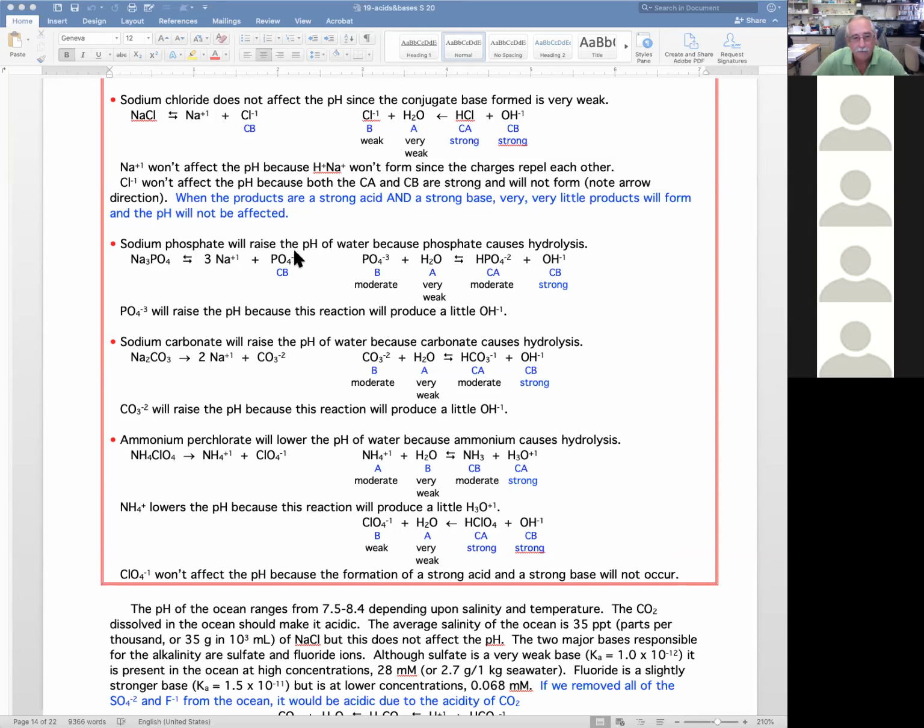Sodium phosphate will raise the pH of water because phosphate causes hydrolysis of water. So here's the base, making water act as an acid. You will form some of this because it's not very strong. If you make any of this at all, then you're going to raise the pH.